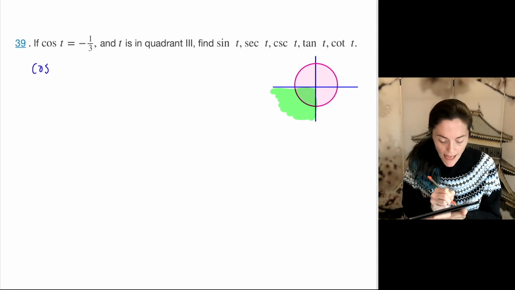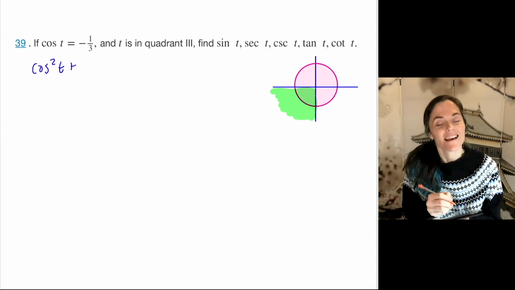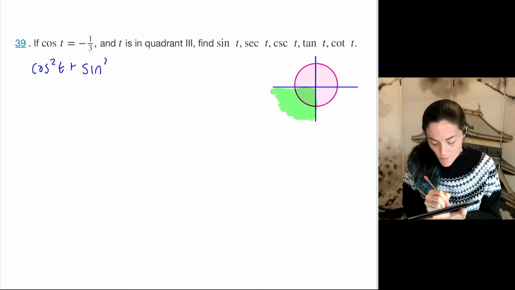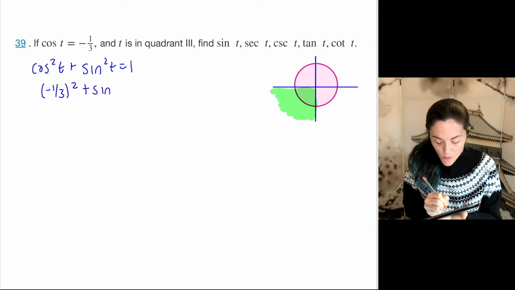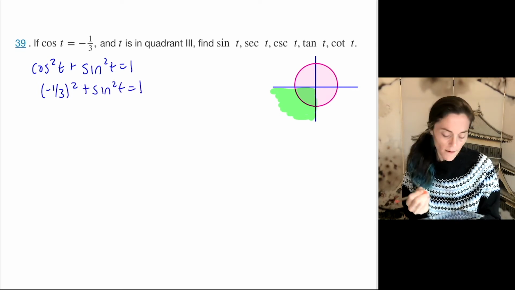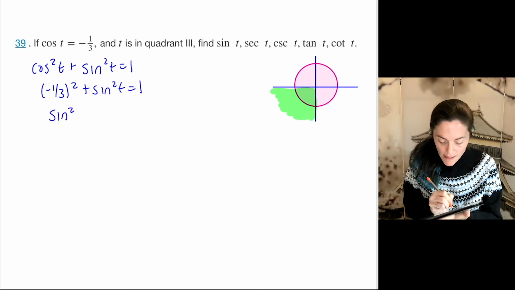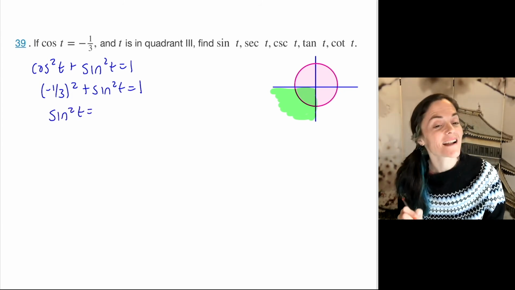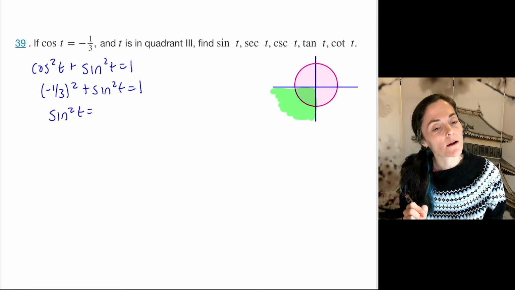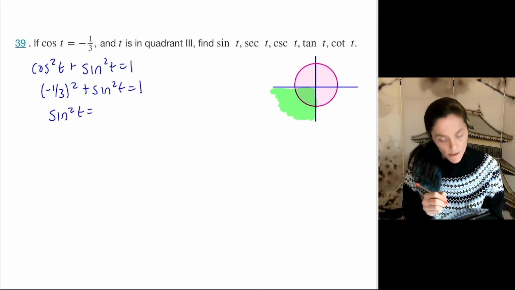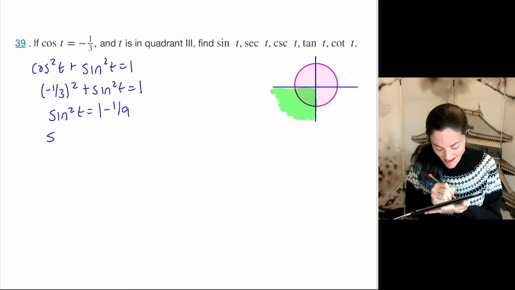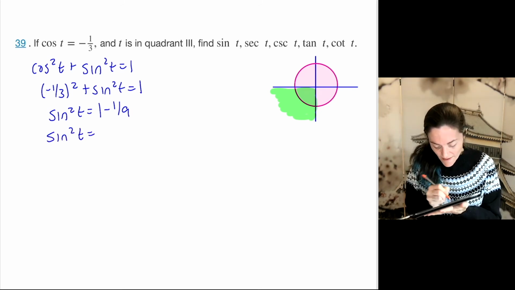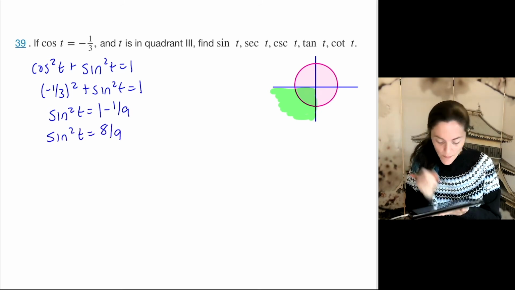So just like in the last example, I first used that cosine squared plus sine squared is 1. And here I have minus 1/3 squared plus sine squared is 1. I will get that the sine squared of t, well, when I square negative 1/3, I get 1/9. So this will be 1 minus 1/9. We have that the sine squared of t is 8 divided by 9.